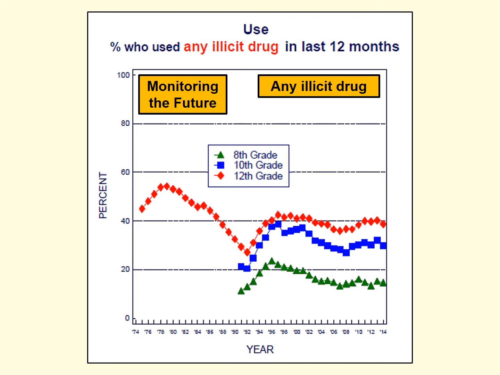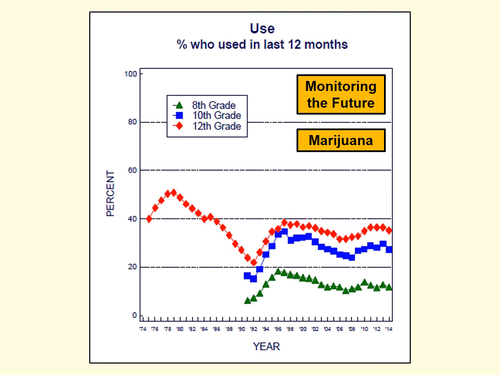That's for any illegal drug. But I want to show you something really interesting. Focus on this graph for just a second. Now look at this graph. This graph is the rate of just using marijuana within the last 12 months. If you back up your video or just look at your notes, you can see that this is basically the same pattern: that rate rising, falling, then rising and falling for marijuana.